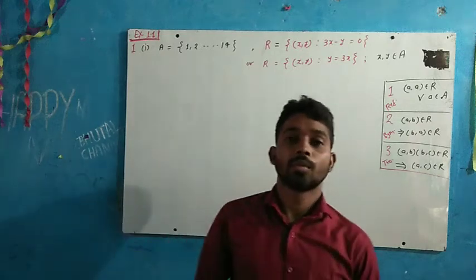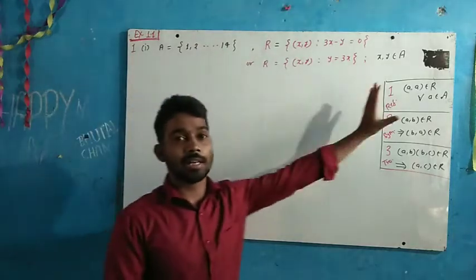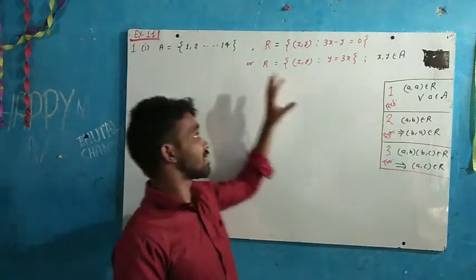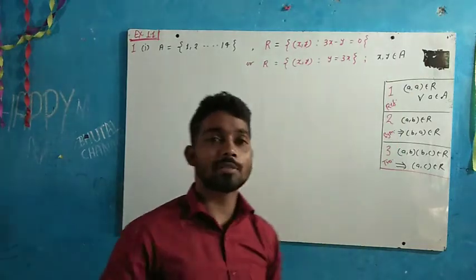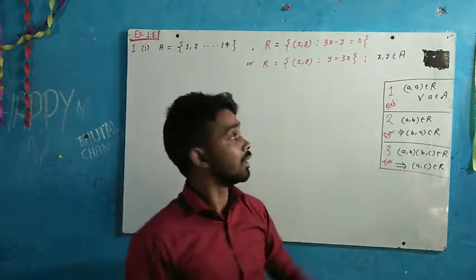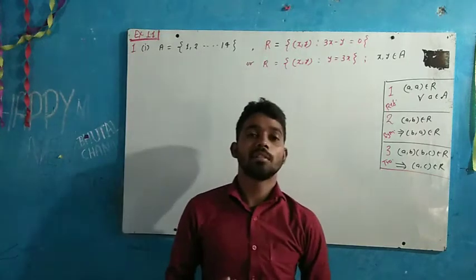So students, now we are going to start the exercise problem. Exercise 1.1, clear? In the first question, the 5 parts are there. This is the first part I have written here. And in all the 5 parts, we have to check whether these relations satisfy the conditions of reflexivity, transitivity, and symmetry.